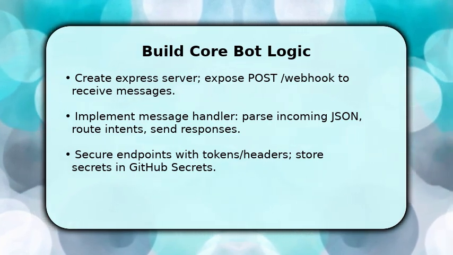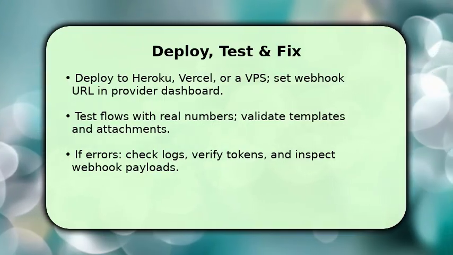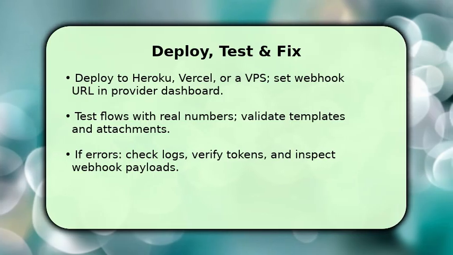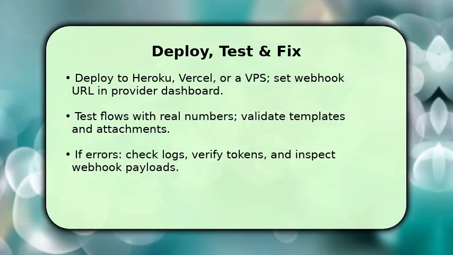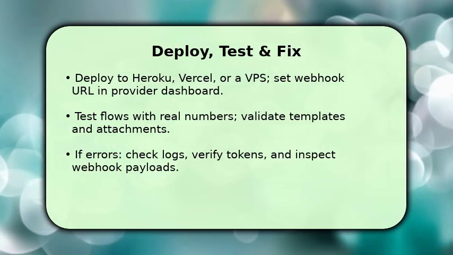To finish, deploy your app to a public host and set the webhook URL in your WhatsApp provider dashboard so messages reach your endpoint. Test end-to-end with a real phone. Send messages, confirm replies, and exercise edge cases like attachments and unknown intents.